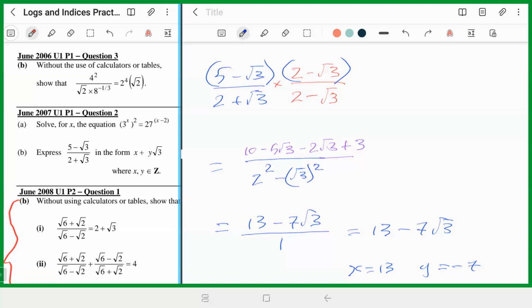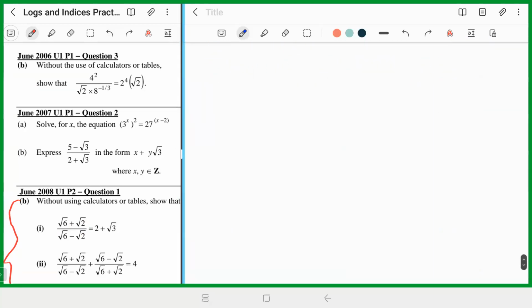All right, let's do this question now. We have to show that this equals this. Again, it's a matter of rationalizing the denominator, that's what this is all about, right? So to prove that this equals this, you start with the left side, rationalize the denominator and then show that it becomes that. Let's go.